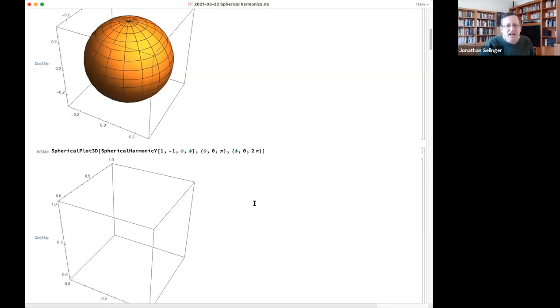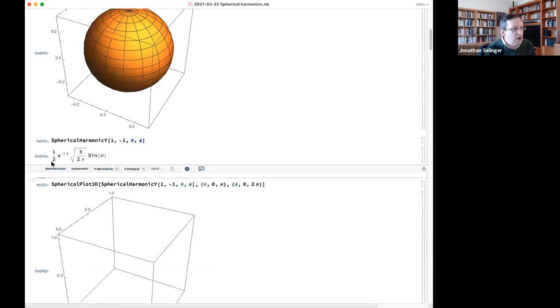My mistake is the spherical harmonic 1, -1 is a complex number. If I look at this function, oh man, it's a complex number. If I tell Mathematica to make a plot of a complex number where it's expecting a real number, it gives up. It says, I don't know what you want me to do. I'll just leave it blank.